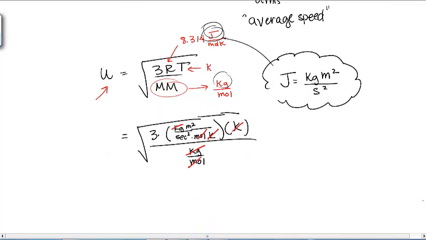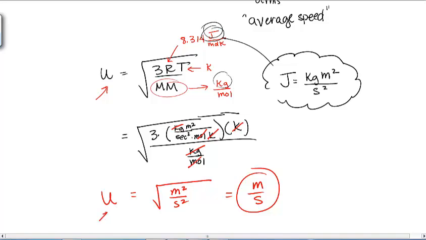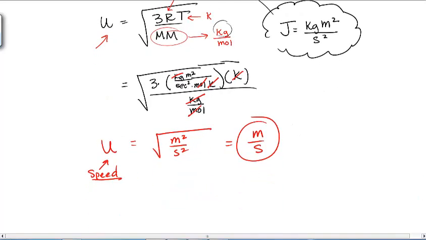Obviously the 3 will get multiplied out numerically, so I'm not going to worry about that. But we end up with the square root of meters squared per second squared, which would be meters per second, which makes sense for an average molecular speed here. So that's kind of how the units are going to work out. If we would like to find the speed of a given molecule, the average speed, that's what we'd look for.